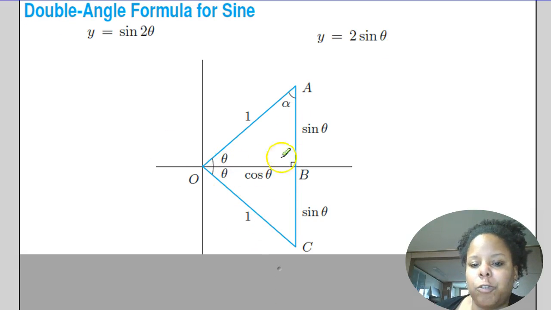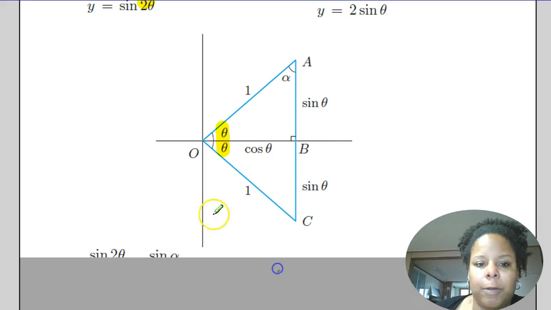And as you can see here, we have 2 right triangles put together. So now we have an isosceles triangle, and this angle is actually 2 theta. Okay. And we're going to solve this. How are we going to solve this?